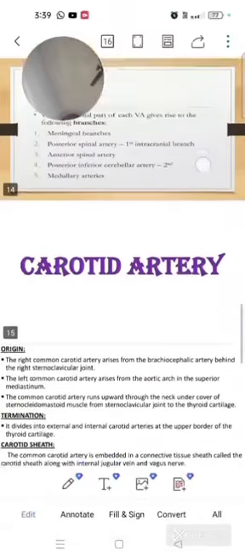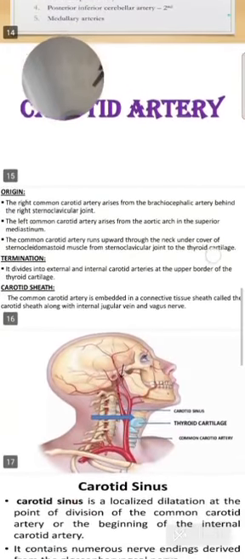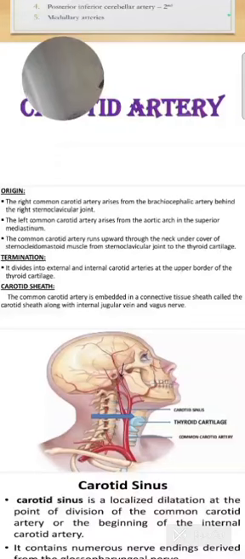So the next is the carotid artery. The right common carotid artery arises from the brachiocephalic artery just behind the right sternoclavicular joint. But the left common carotid artery arises from the arch of aorta, located in the superior mediastinum. The common carotid artery runs upward through the neck under cover of the sternocleidomastoid muscle from the sternoclavicular joint to the thyroid cartilage.